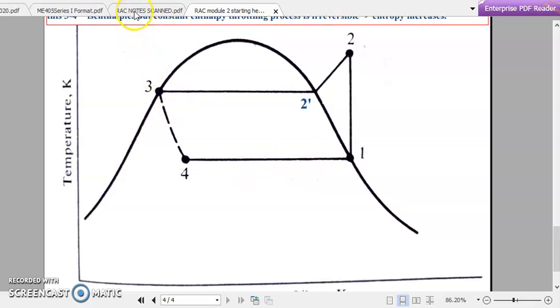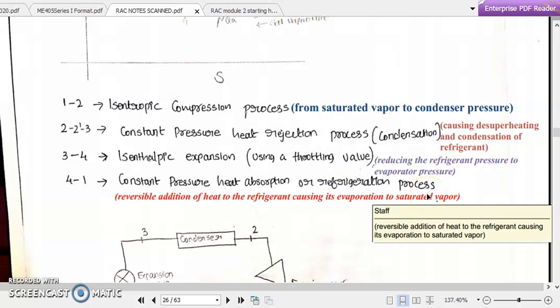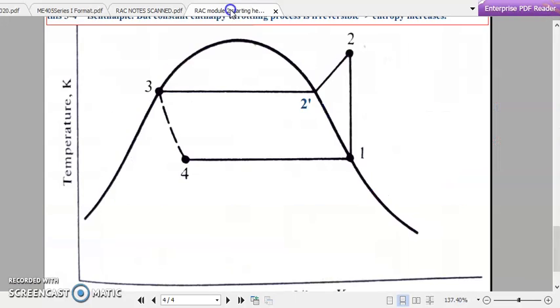During the refrigeration process, what is happening? 4-1 is the constant pressure heat absorption, or refrigeration process. What is happening to the refrigerant or the working fluid during this process? There is reversible addition of heat to the refrigerant, causing the refrigerant to evaporate, and it slowly gets converted to saturated vapor. Why? Because at point 3, the refrigerant has become saturated liquid, but the pressure was a little high. During the throttling process, the pressure is also reduced. So at point 4, what is the condition of the refrigerant? It will be at a very low pressure, and it will be a liquid. This liquid refrigerant will absorb heat from the freezer compartment during 4-1.